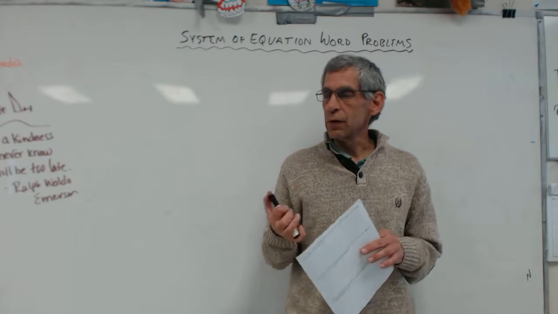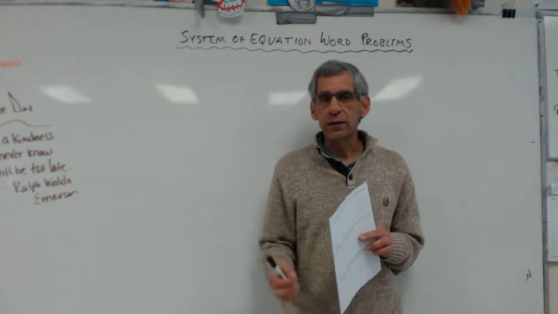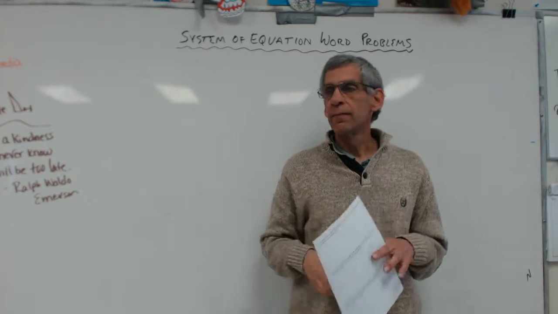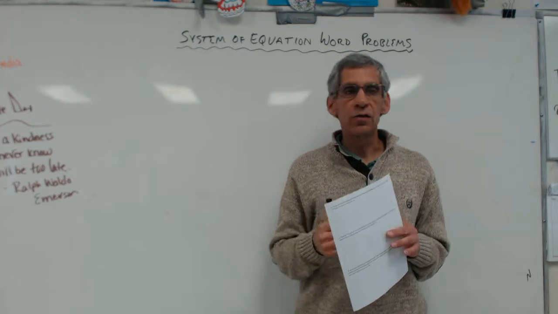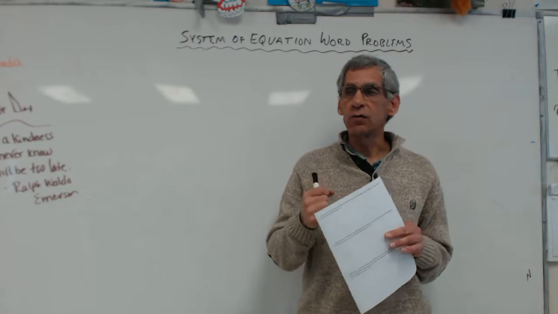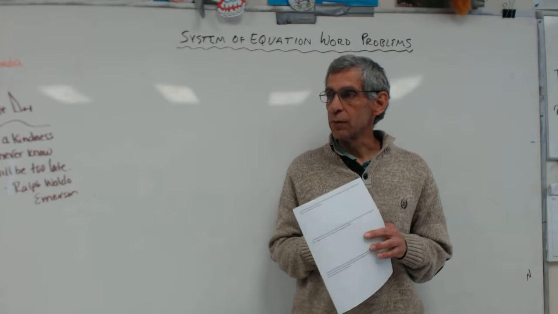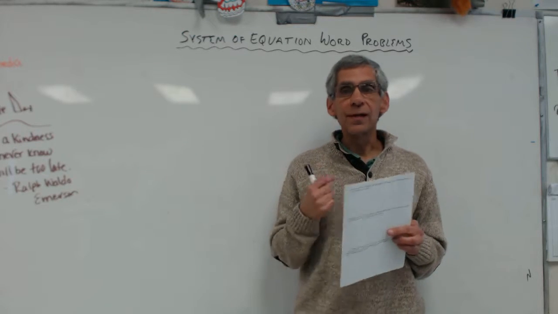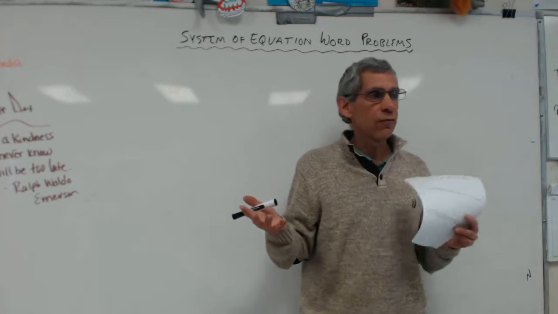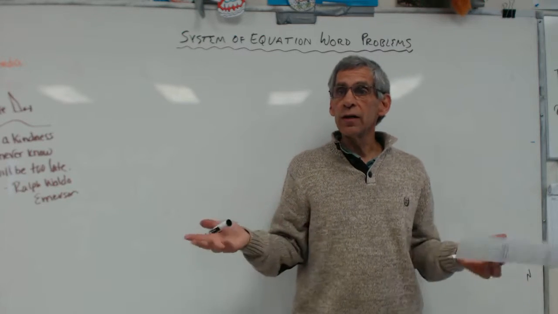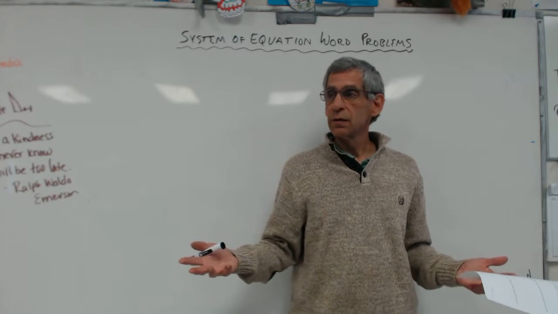Systems of equations are really, really useful in solving real life problems, word problems. Because think about it, oftentimes in a real life word problem, there are two unknowns. Do you agree with me? There's an X and a Y, right?